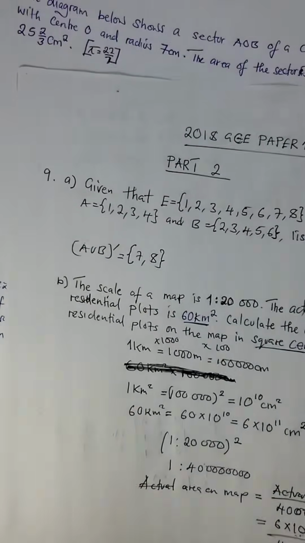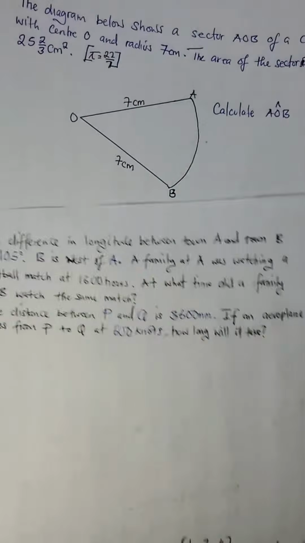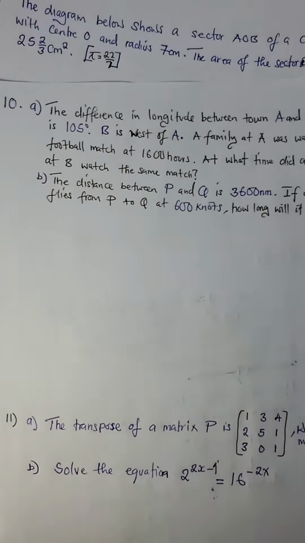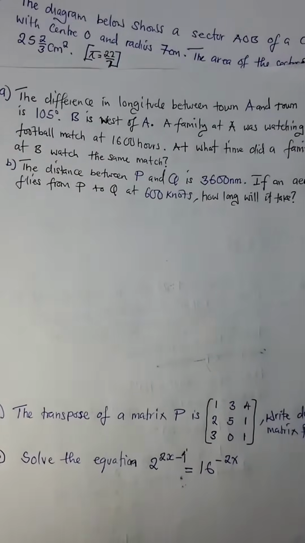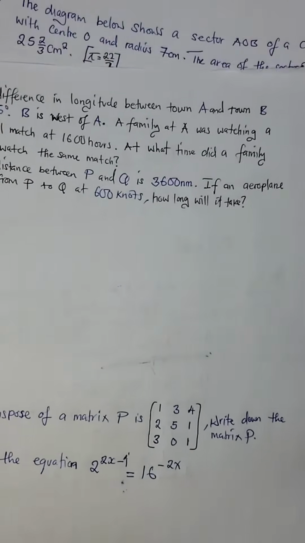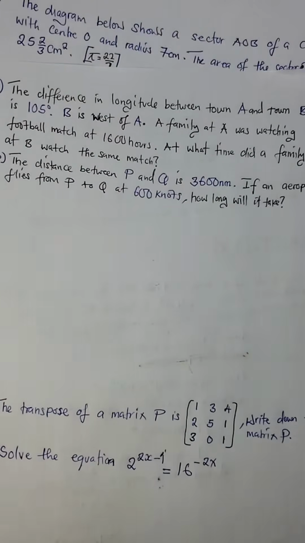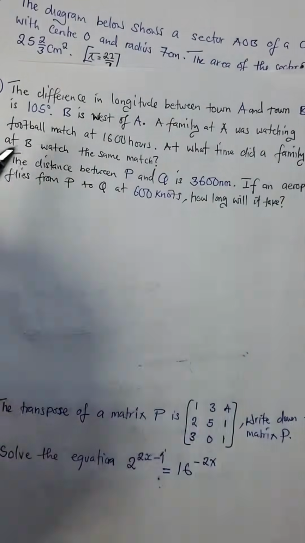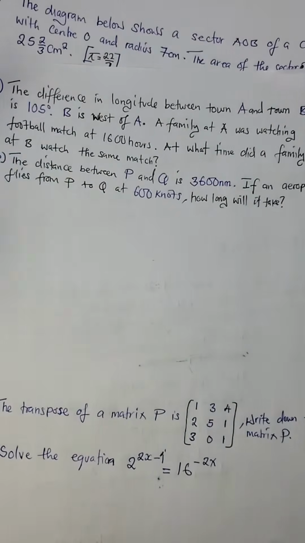So this is question 9. Let's go to question 10. This is question 10, and question 10 is saying the difference in longitude between town A and B is 105. That is the difference in longitude. Now, there's another piece of information here saying B is west of A. Good. B is west of A.